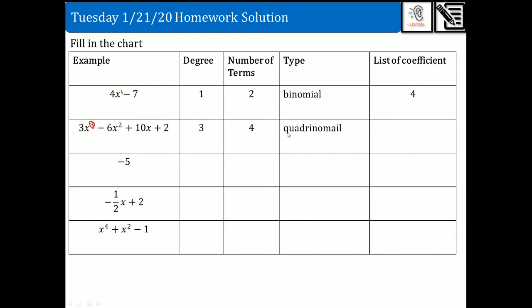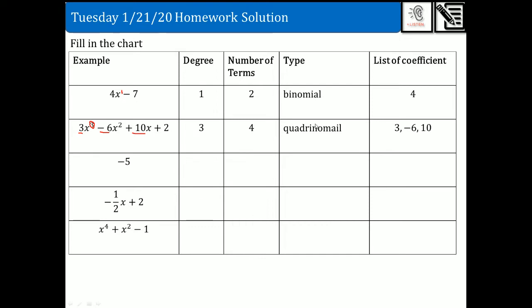Quadrinomial. Okay, I think I even spelled it wrong, so there should be an I-A. Okay. And list of coefficients. So it is only the numbers in front of the variable. So it would be 3, negative 6, and 10. The 2 doesn't count. Alright, yep, 3, negative 6, and 10.